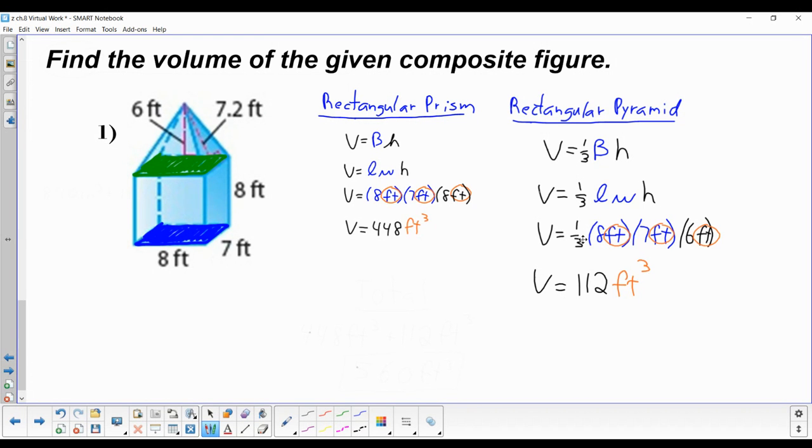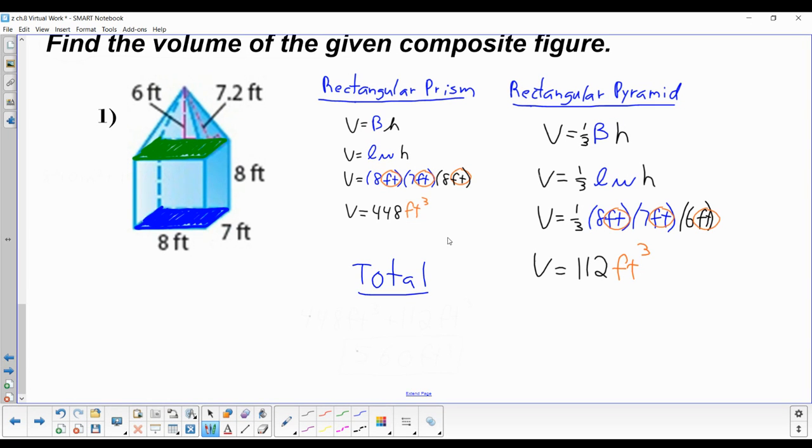Lastly, since we have found the volume of each part, we will find a total. To do the total, we take the volume of the rectangular prism, 448 feet cubed, and add it to the volume of the pyramid, 112 feet cubed, and we add them together. You get 560 feet cubed as your final answer.